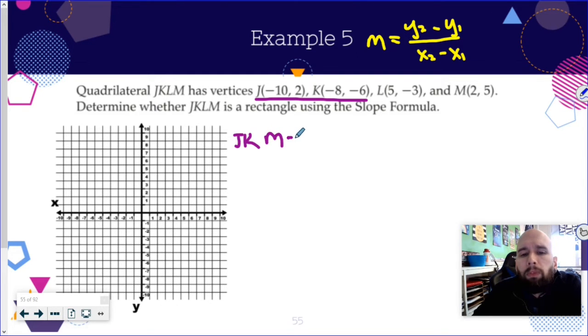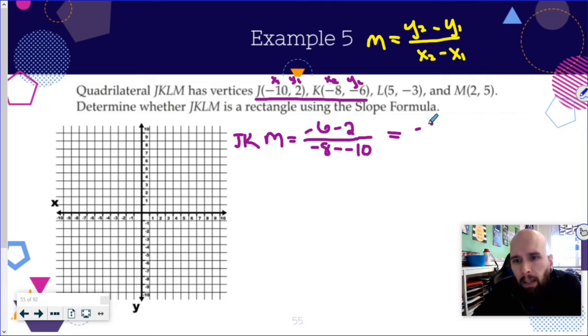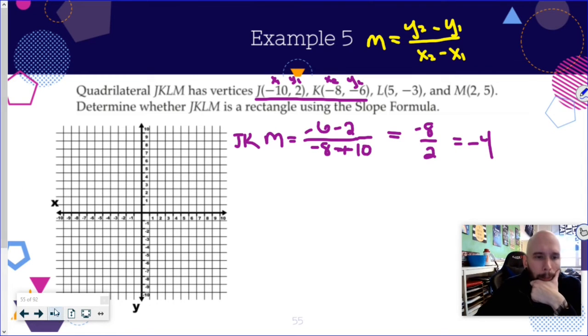The slope for JK is going to be, let's mark these X1, Y1, X2, Y2. So my slope is going to be negative 6 minus 2 over negative 8 minus negative 10. We're going to do some mental gymnastics here so as not to make this video a 20-minute video. Negative 6 minus 2 is negative 8. Negative 8, oh, a double negative. So we've got negative 8 plus 10 is regular 2. The slope of JK is negative 4. One of them's done.